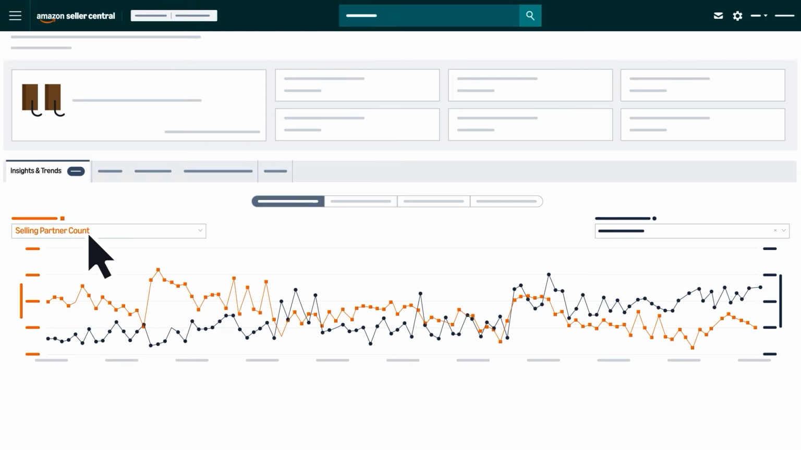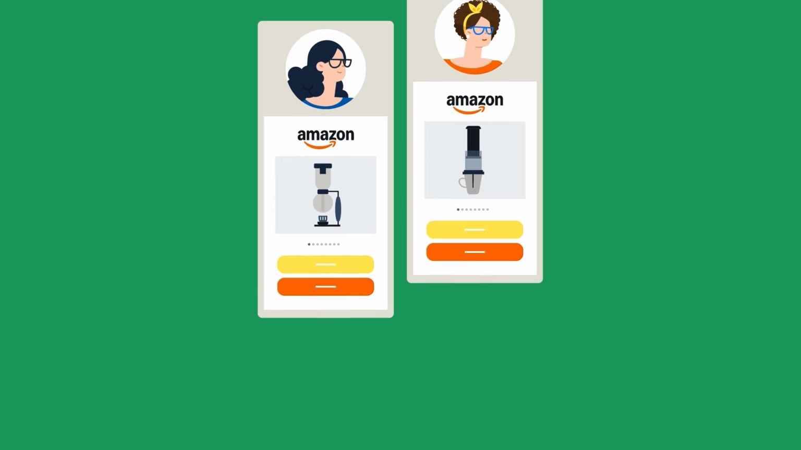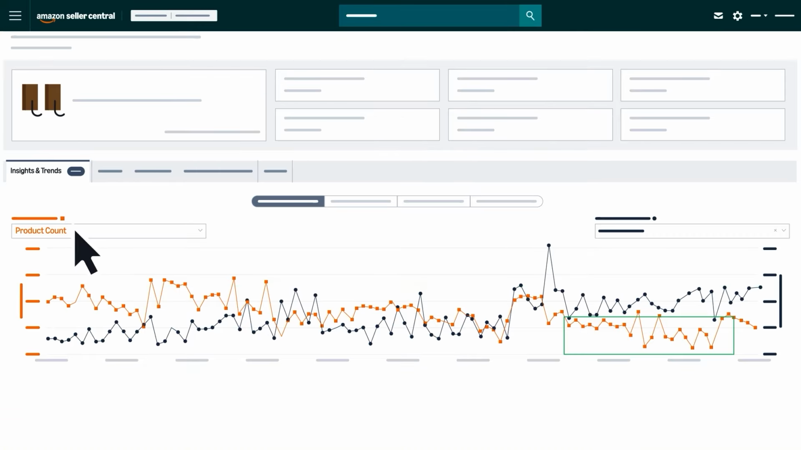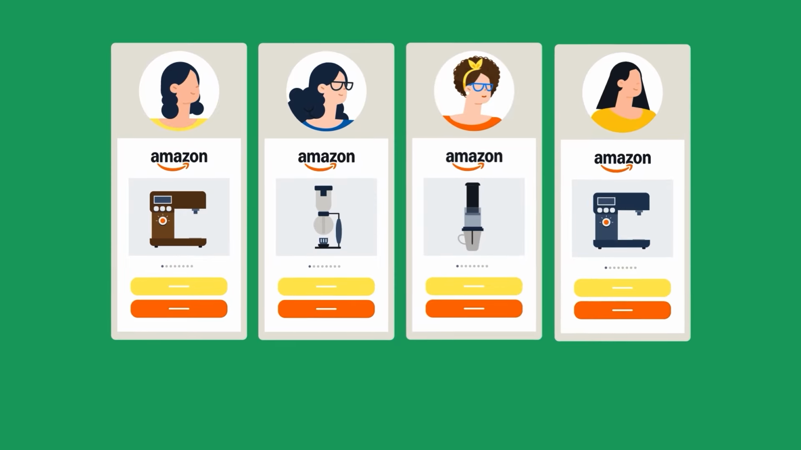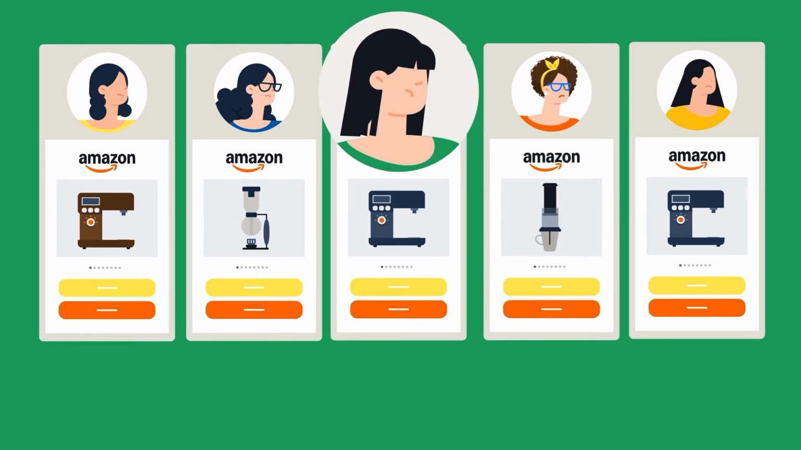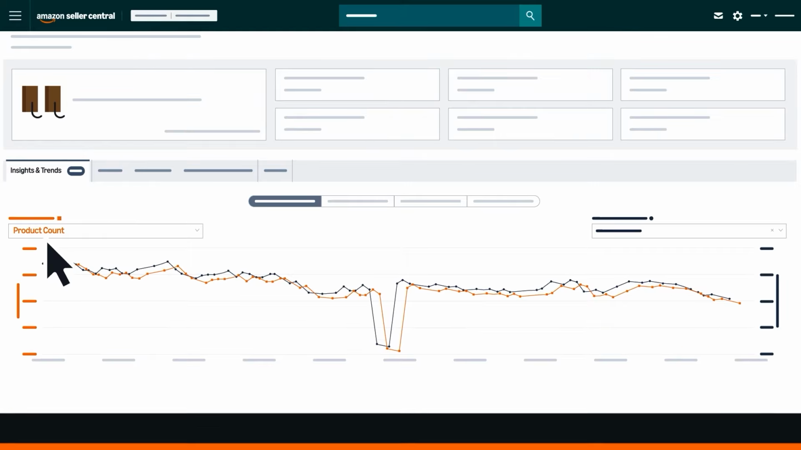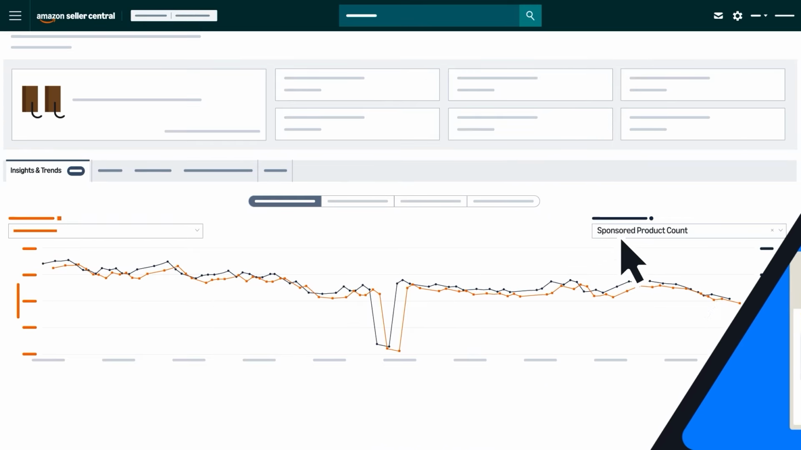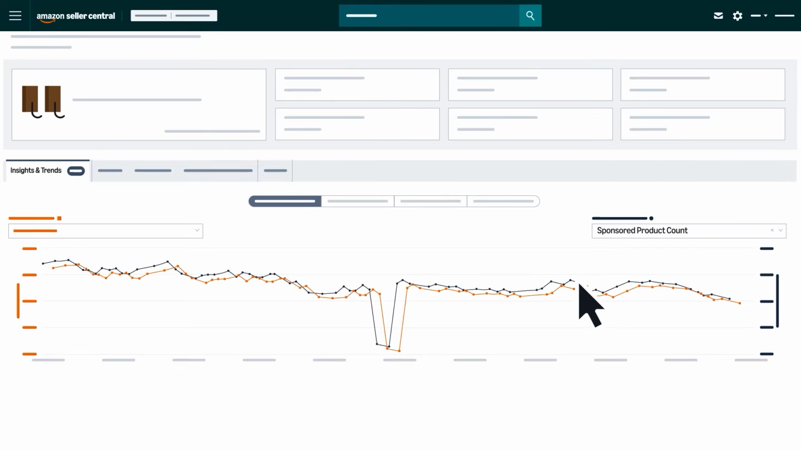Comparing metrics like selling partner count, brand count, or product count alongside search volume can help you assess how competitive a niche is. High demand with a low selling partner or product count can represent an opportunity to enter a less competitive niche, whereas a consistently low brand count can suggest that a niche is dominated by particular brands already in the space. High product count with steady growth could suggest a niche is becoming more competitive. The percentage of sponsored products metric on the Insights tab can provide more insight.